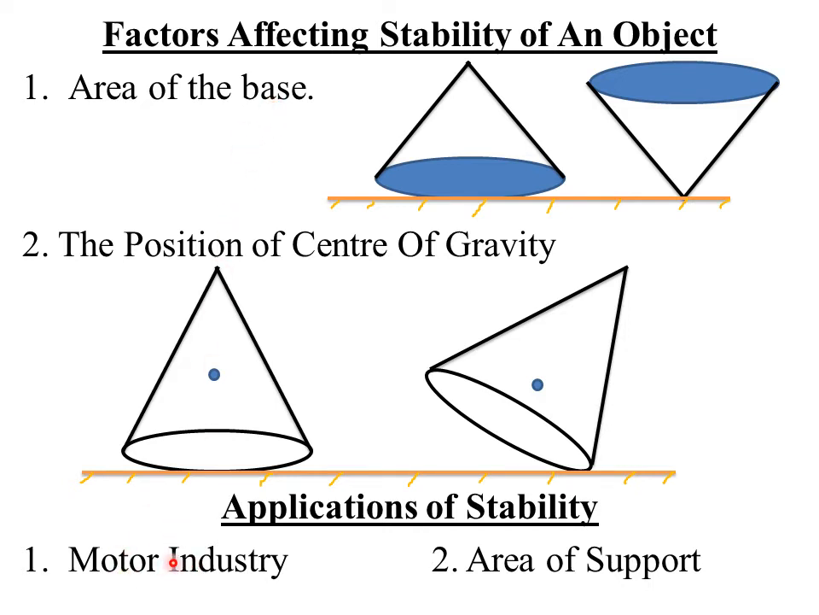Also, we have other buses which we call double deckers. It is not allowed for passengers to stand in the upper deck of a double decker. Why? Because when you stand in the upper deck, it means you are making the upper part heavier. Therefore, the base area becomes less stable. The base area becomes less broad.